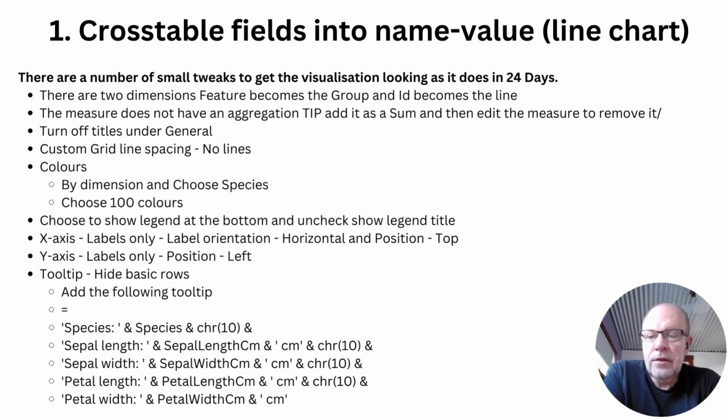Take off the title headers, don't have any grid line spacing, choose colors by dimension and choose species. That way we get 3 different color sets, and choose 100 colors. A few other bits and tweaks that happen to the x-axis and the y-axis.